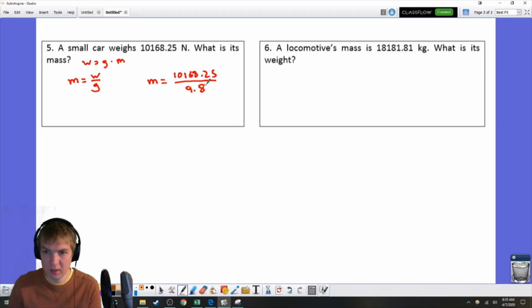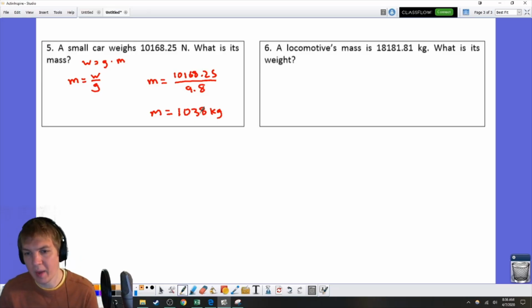So 10,168.25 divided by 9.8 gives us a mass of 1,037.57, so we'll round to 1,038 kilograms. So that's about 2,300 pounds or so, 2,400 pounds, somewhere in that range.